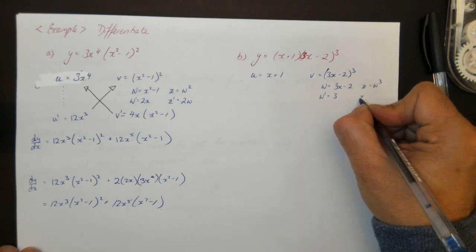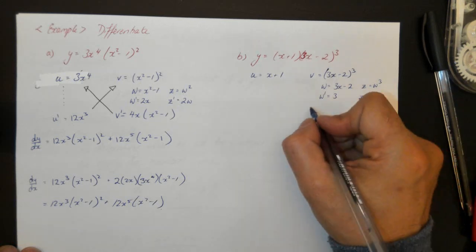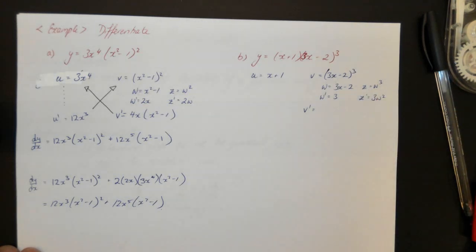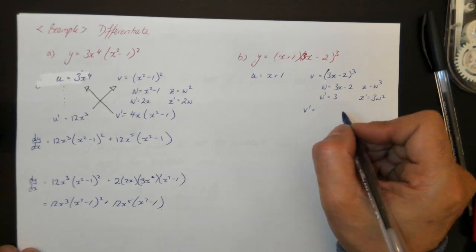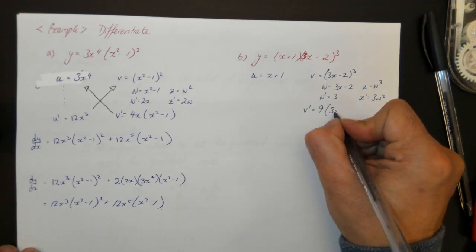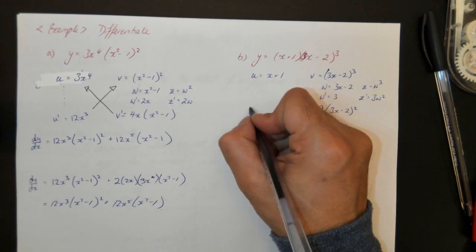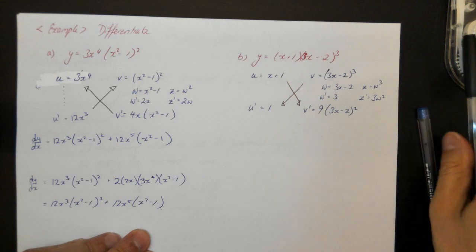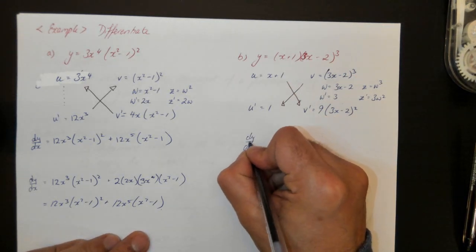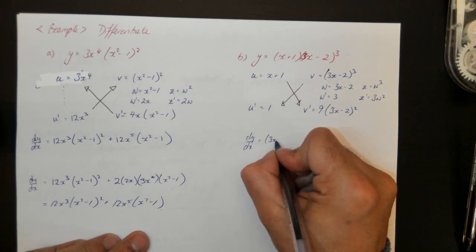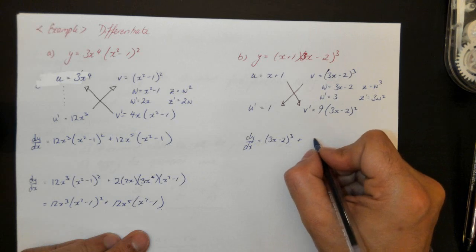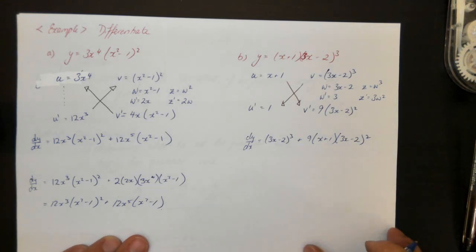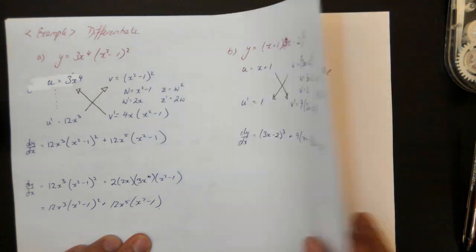Well, that's going to be 3. Okay, so z dash is the chain rule. So 9 (3x minus 2) to the power of 2, and this will be 1. Multiply them together, we get (3x minus 2) to the power of 3 plus 9 lots of (x plus 1)(3x minus 2) squared. Okay. And that's it. Thank you very much.